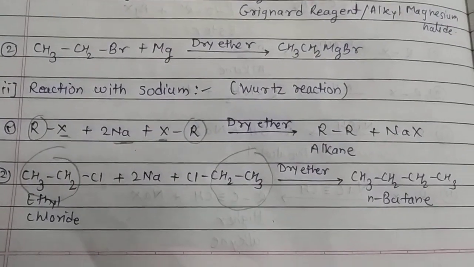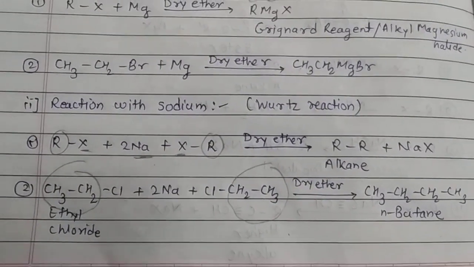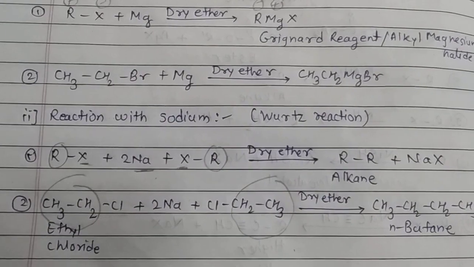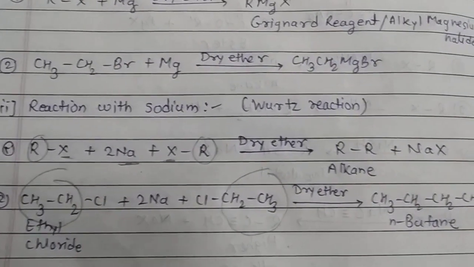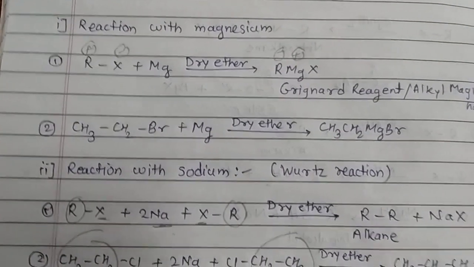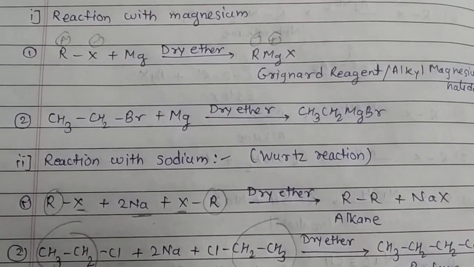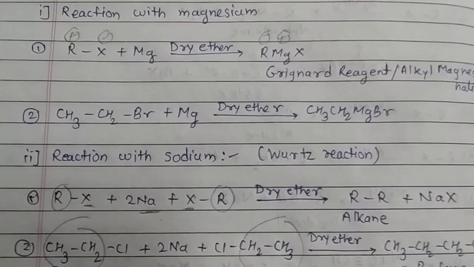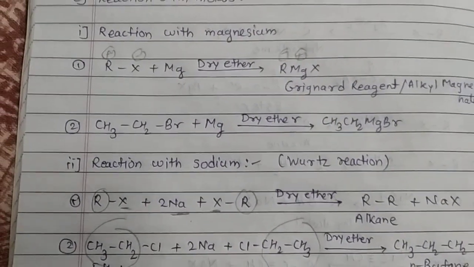Sodium metal is used for this reaction. So that's all. We saw the chemical properties of haloalkanes, where we saw 3 reactions. One is nucleophilic substitution reaction, second is elimination reaction, and last one is reaction with metal.